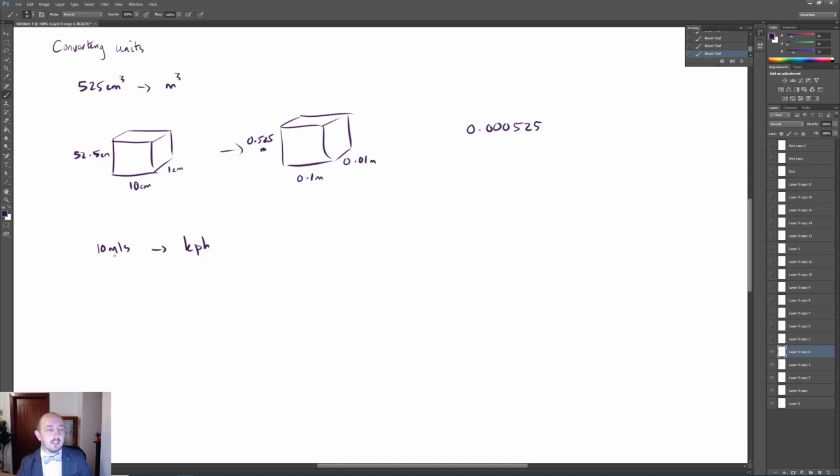Okay? If we're converting something like 10 meters per second into kilometers per hour, for example, then we would treat this as, I kind of do it in a logical way going downwards, so 10 over 1,000 kilometers every second.